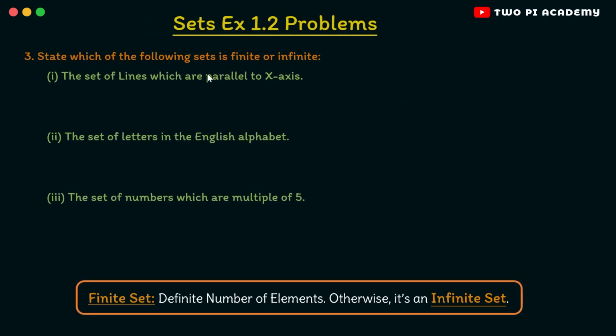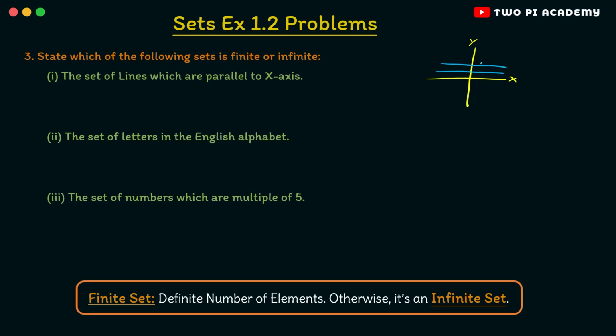State which of the following sets is finite or infinite. So clearly this is the same as the previous problem. We need to find whether a set is finite or infinite. The same concept as before. So let us try to solve this. The first one, the set of lines which are parallel to x-axis. So to understand this, let us first draw a coordinate axis like the following. So here this is the x-axis and this is the y-axis. So now we need to draw lines that are parallel to x-axis.